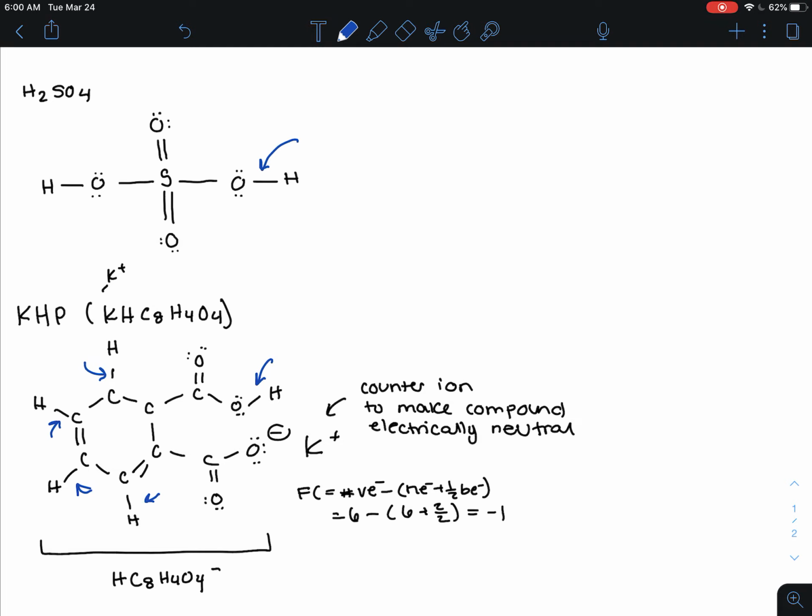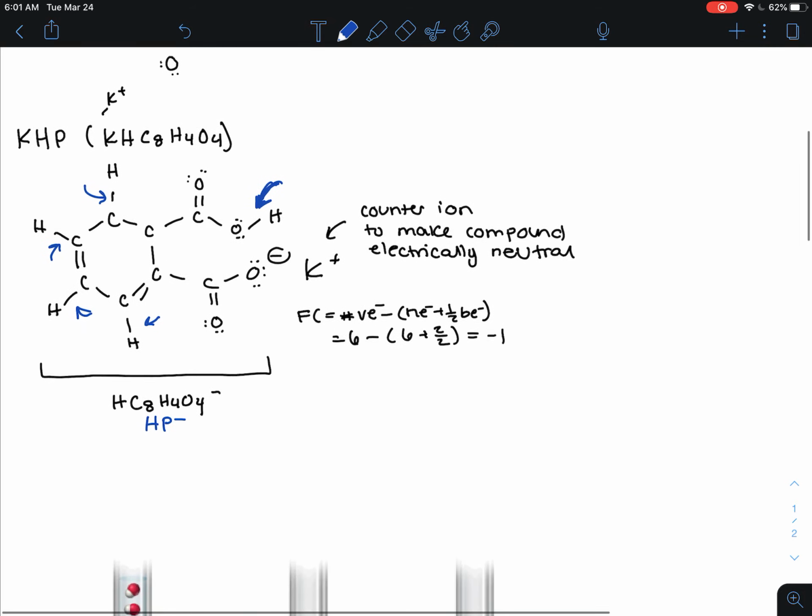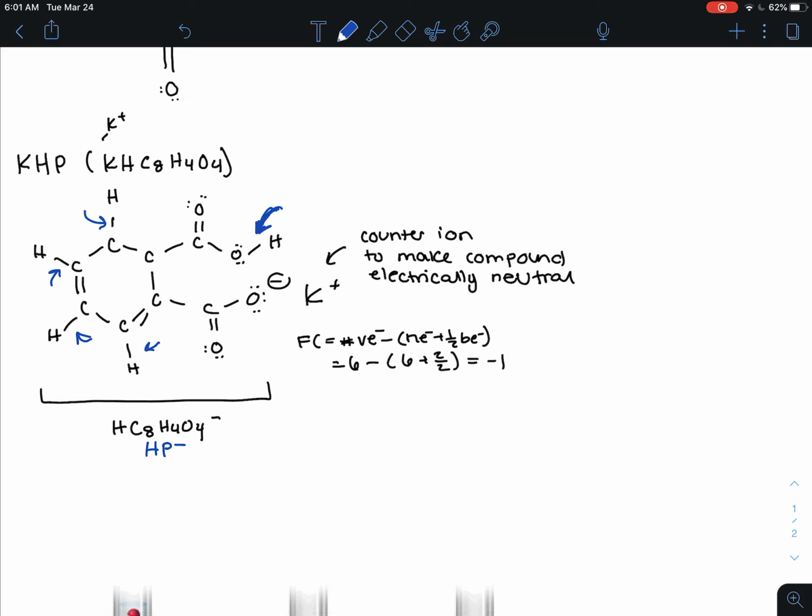Now, that doesn't mean that these aren't acidic hydrogens as well. These are also acidic hydrogens. However, since KHP is a weak acid, this bond right here makes it the most acidic hydrogen. When reacting with a strong base, though, it'll most likely dissociate. It can dissociate after further dissociation, all of the hydrogens. But at first, you can only ever lose one hydrogen at a time. So instead of saying HC8H4O4 minus, we say this is HP minus.